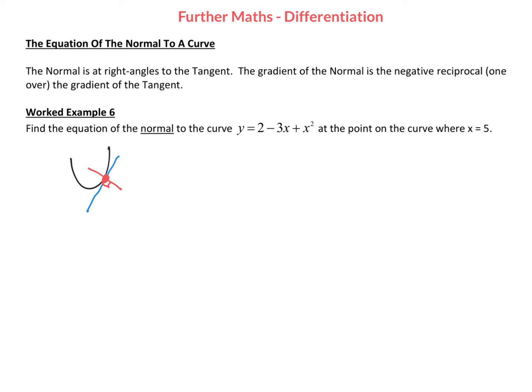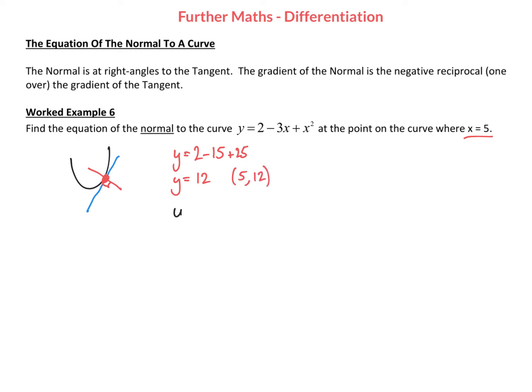We're going to go about it to start with in the same way. I need to know the coordinates where we're talking about. So we've got a value of x is 5, but I need to find the value of y. So it's y equals 2 minus 3 times 5 is 15, and plus 5 times 5, well, that's 25. So y is equal to 12. So the coordinate we're looking at here is the coordinate 5, 12.